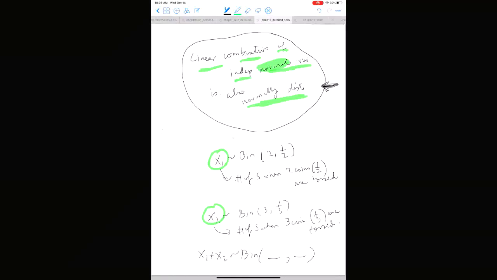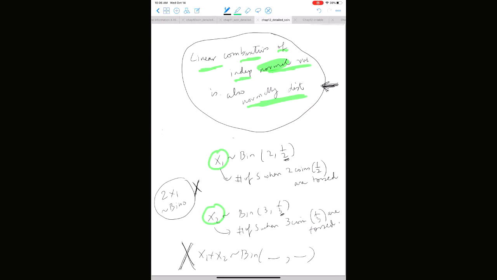The answer is no. I cannot say that. Okay? Because there were two coins of two different probabilities of success. Or for that matter, if I have x1 which is binomial (2, 1/2), can I say that 2x1 will also be binomial? The answer is no.